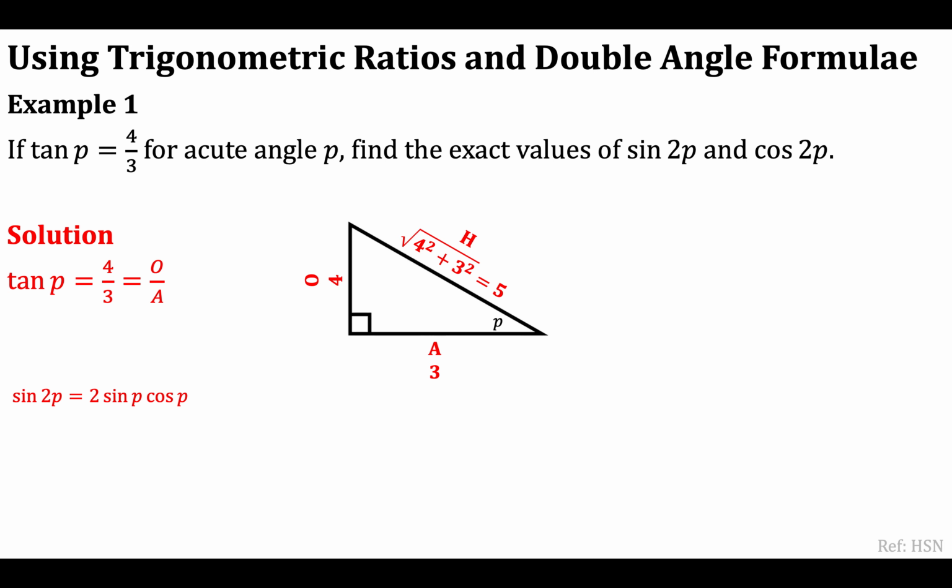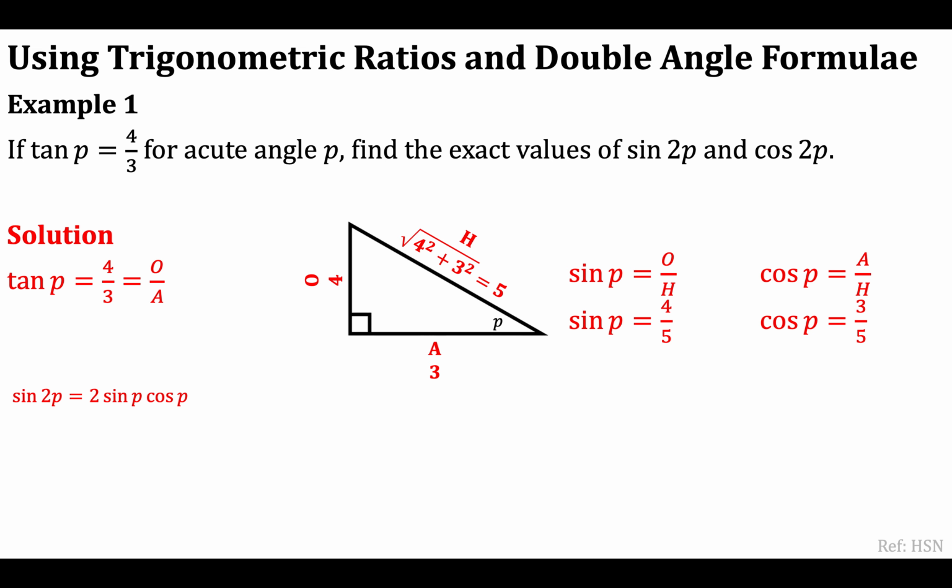Now, following this, we can see that we're being asked to find the exact values of sine 2P and cos 2P. We can see the sine of 2P is equal to 2 sine P cos P, so we need to find values for sine P and cos P. So sine P is the opposite over the hypotenuse, and we can see from this triangle that that is equal to 4/5. The cosine of P is equal to the adjacent over the hypotenuse, and we can see from the triangle that's equal to 3/5.